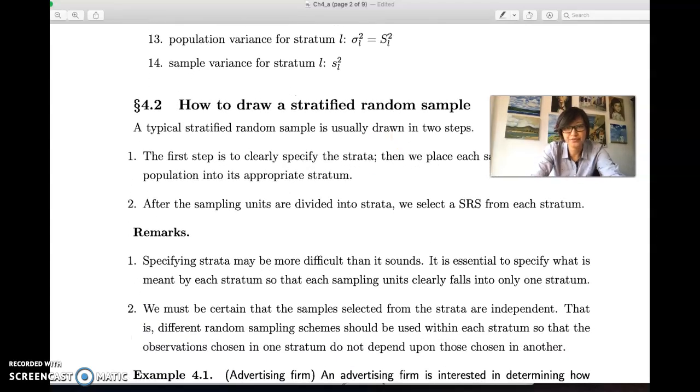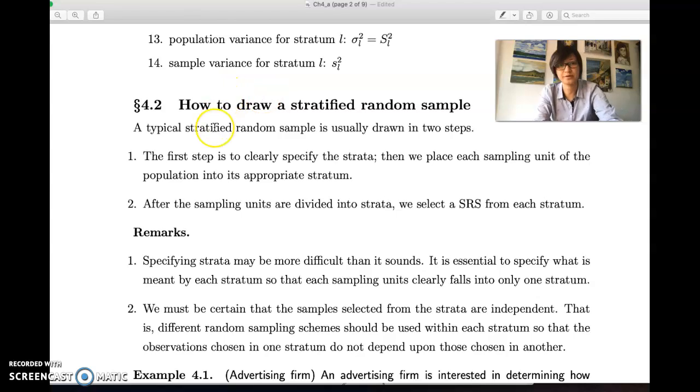How to draw a stratified random sample? Very typical: a stratified random sample is usually drawn in two steps. The first step is clearly to specify the strata. Like from Hong Kong, we can easily cut it into different non-overlapping strata. We place each sampling unit of the population into the appropriate stratum. After sampling units are divided into strata, within the strata, we select a simple random sample from each stratum and then do the calculations.